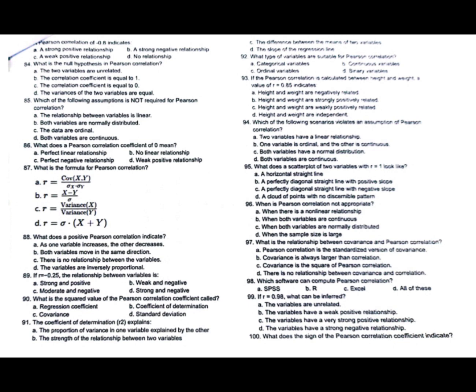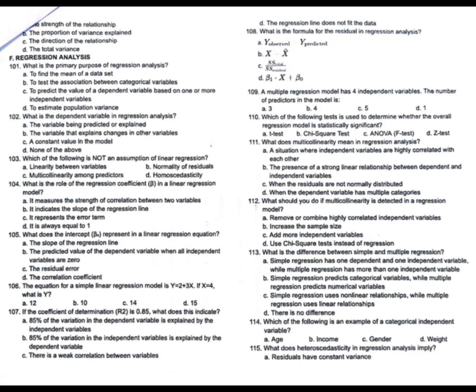Letter C. Number 100. What does the strength of Pearson correlation indicate? So the answer is letter C, the direction of the relationship. So what is the primary purpose of regression analysis? So the answer is letter C, to predict the value of the dependent variable based on one or more independent variables.